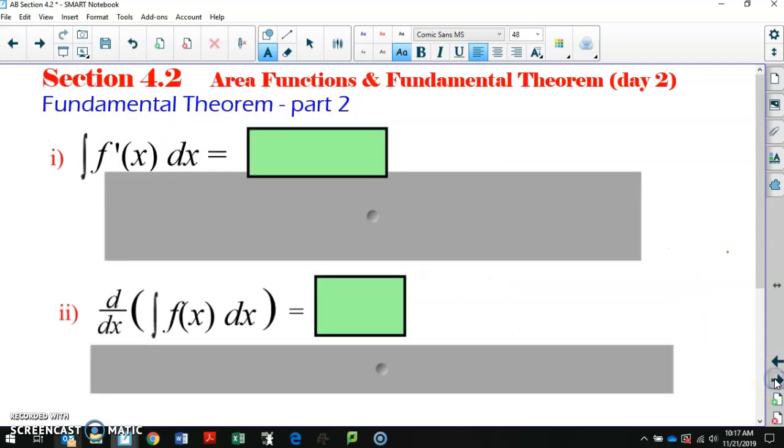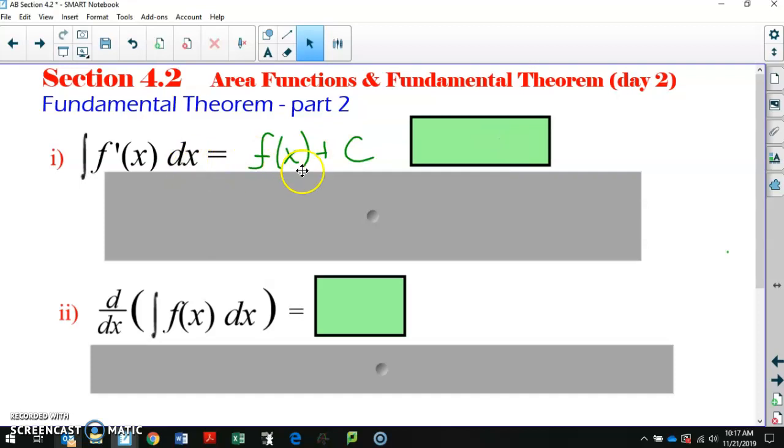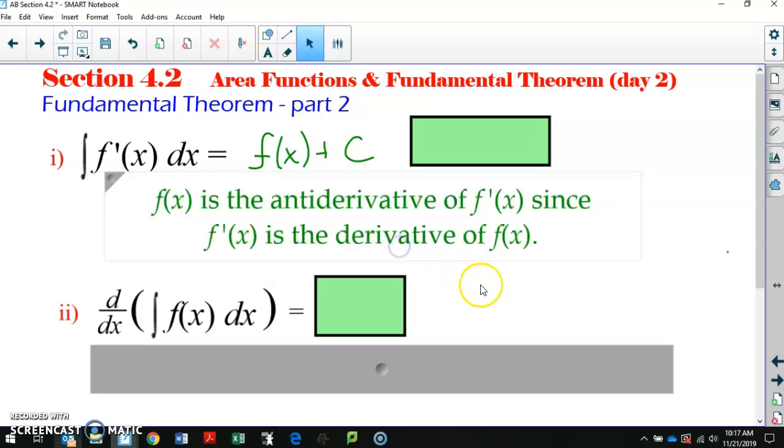So building off of that now, we go to part two of the fundamental theorem. So then if I have the integral of f prime of x dx, well, that's the antiderivative of the derivative of f of x. So that's just going to be the original function with the potential that there is that constant since we did an antiderivative. So if we translate this from math to English, we're saying that f of x is the antiderivative of f prime since f prime is the derivative of f.